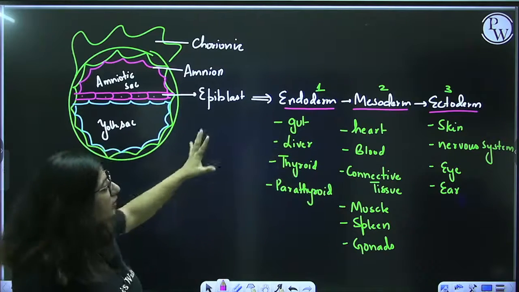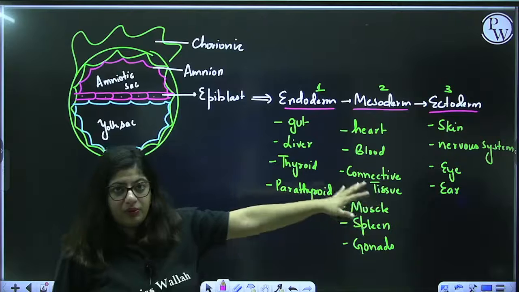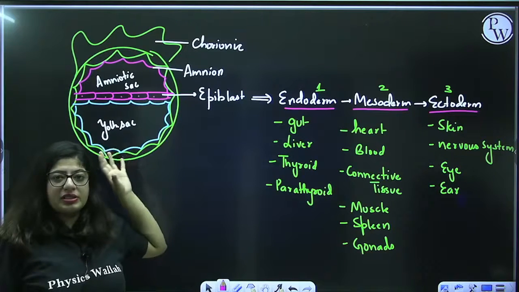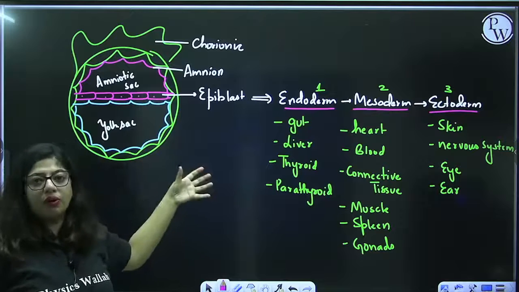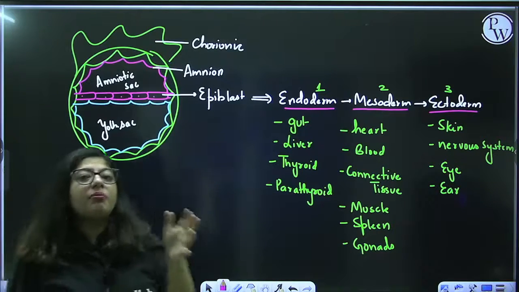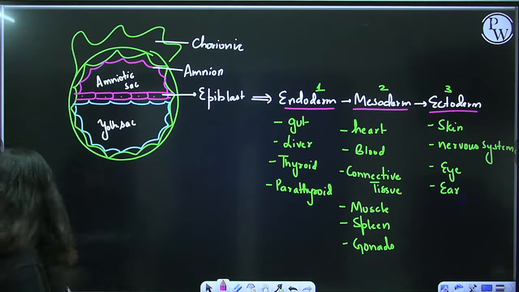So now after these three germ layers are formed, for example, this is the embryo, right now it is considered as a blastula only. After the three germ layers are formed, you will call the embryo as gastrula. What you will call it as? Gastrula. Let me draw the diagram.